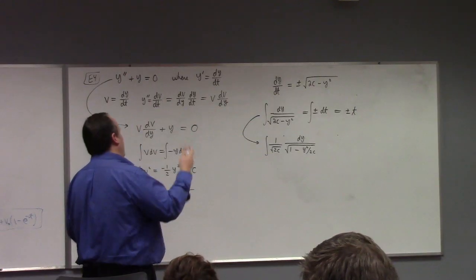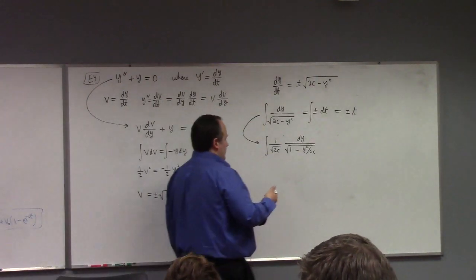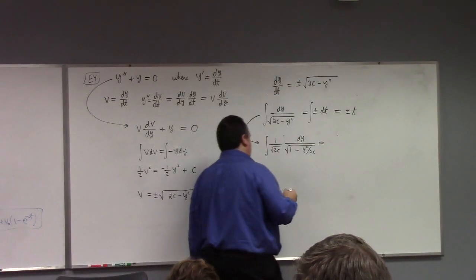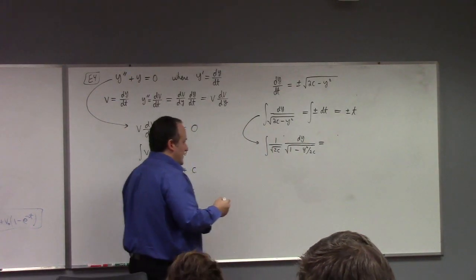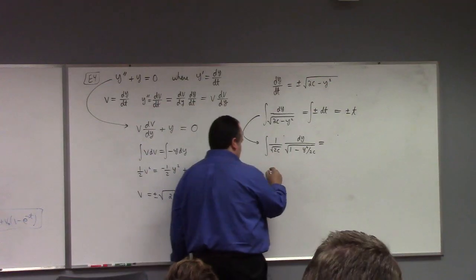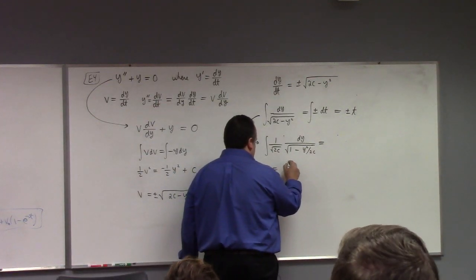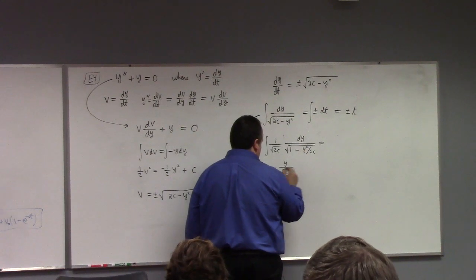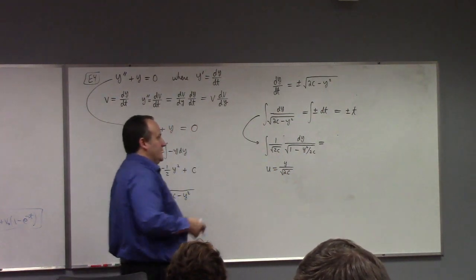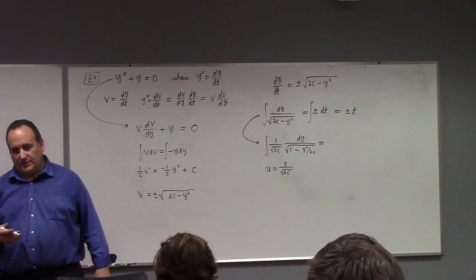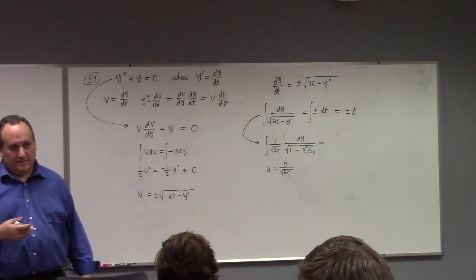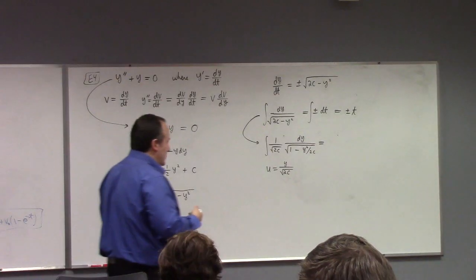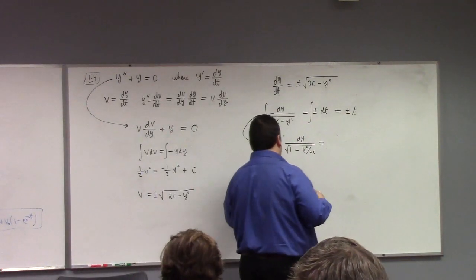Yowzers. Oh, fine. It is what it is. There's a way to avoid some of this, but I have dug myself this hole, so we will continue digging. If I let u equal y over the square root of 2c, all right? In retrospect, it's apparent that 2c had to be positive, otherwise the solution's imaginary, which is another class. So with that in mind, I make that substitution.